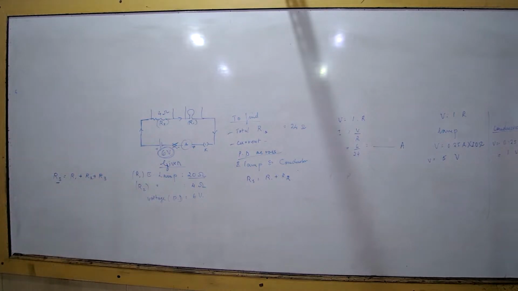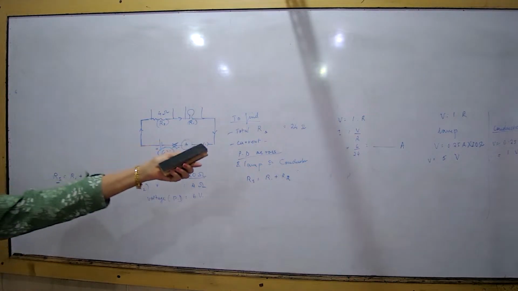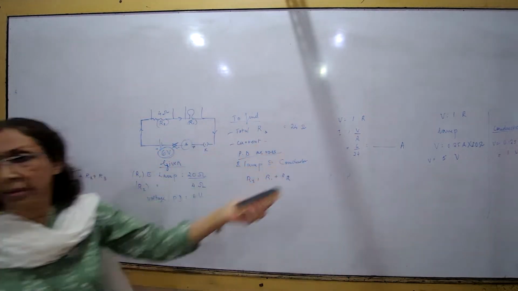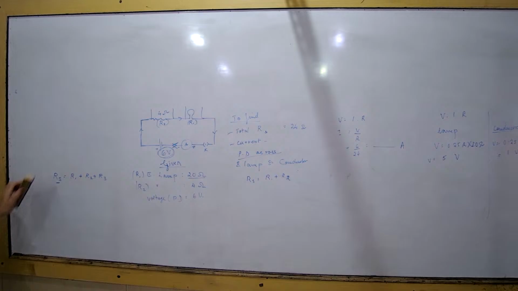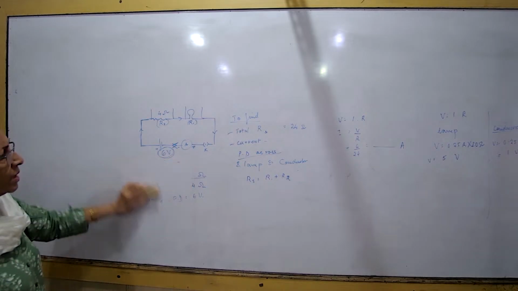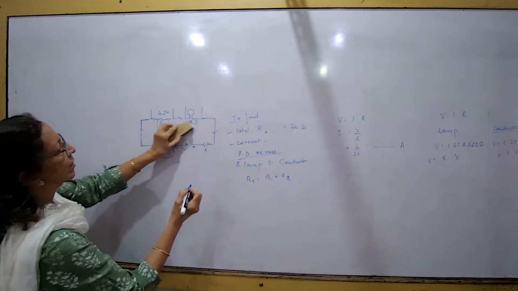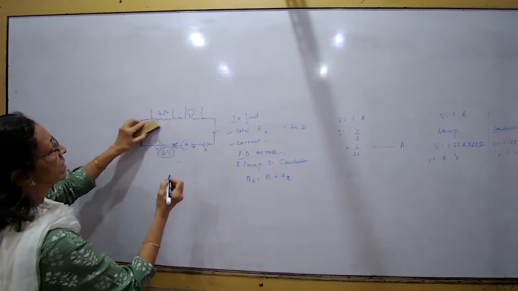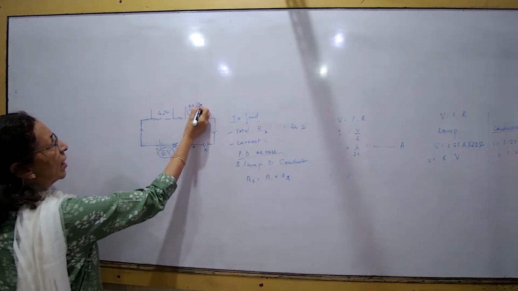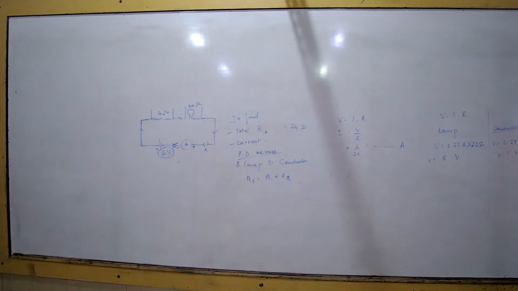Suppose they ask: find the total resistance. RS we have already found out, RS is equal to 20. Suppose this is not given to us. Suppose they have just given you only this, R1 is also not given. With this information, will you be able to do it?